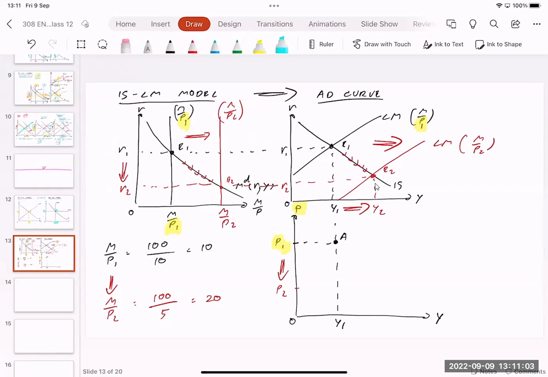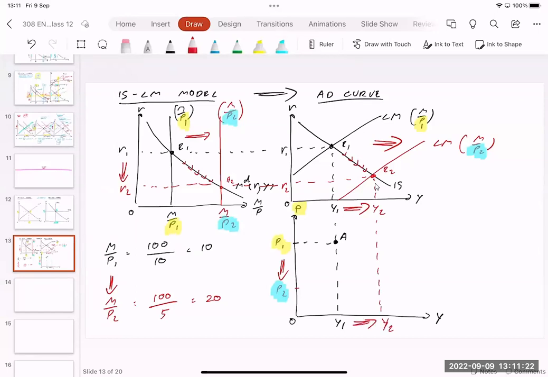Okay, this is because the price level goes down from P1 to P2. It makes the LM curve shift to the right. Link it down: the LM curve shifts to the right, and GDP increases from Y1 to Y2. In this case, Y is like total spending.